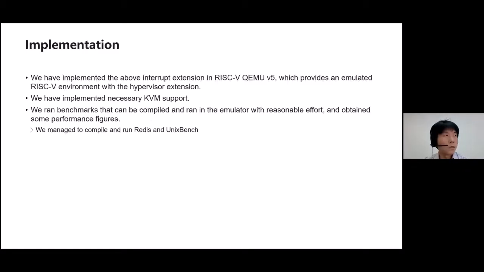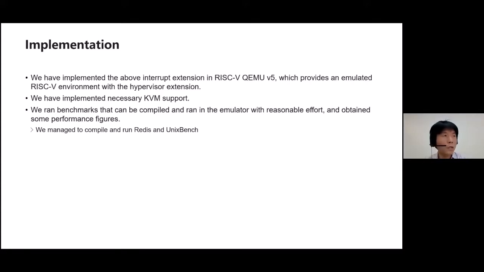Let's move on to our implementation results. We have implemented the above interrupt extensions in RISC-V QEMU version 5, which provides an emulated RISC-V environment with a hypervisor extension. We're using QEMU because right now there is no RISC-V hardware that contains the hypervisor extension, so we've got no choice. We have also implemented the necessary KVM support. With KVM support, we ran benchmarks that can be compiled and run in the emulator with reasonable support and obtain some performance results. Mainly, we are able to compile Redis and UnixBench.